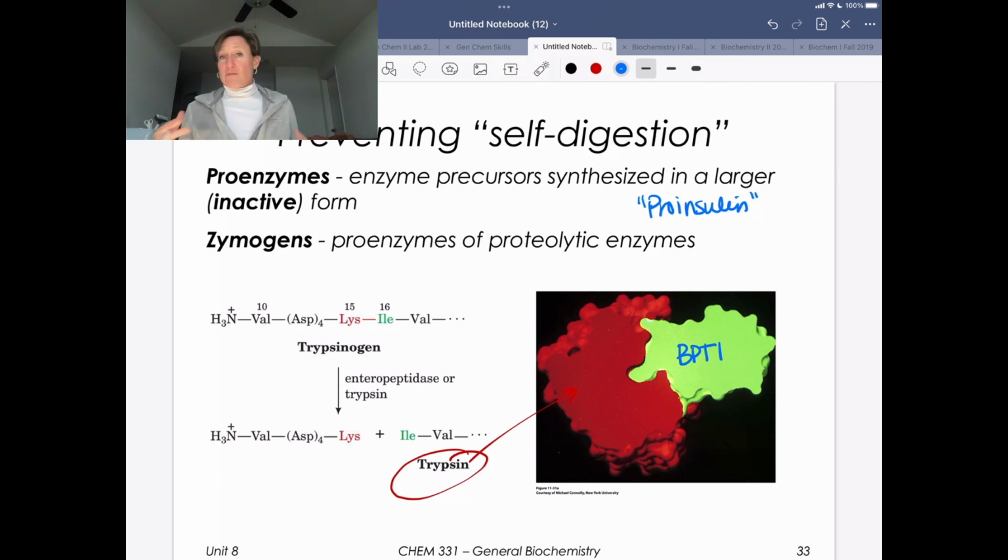So you actually have little bits of this that are floating around in your body in case there happened to be any rogue trypsin that happened to get out of a place it was supposed to be. It'll lock onto and inhibit it so that it can't do that digestive chemistry outside of your GI tract.